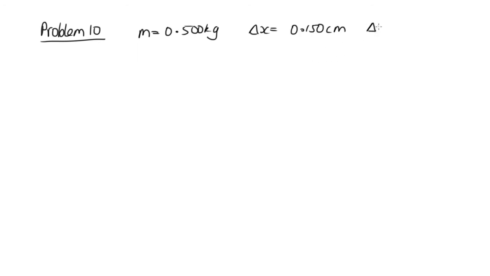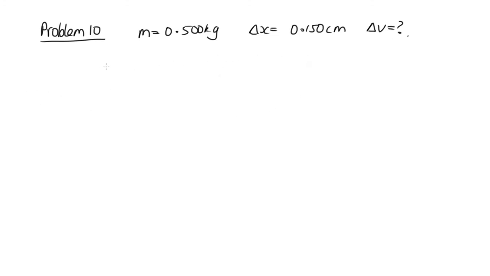This is problem 10. So in this problem, we've got a block with a mass of 0.500 kilograms at rest on a pond. The location is known to a precision of 0.150 centimeters. So we know its location with an uncertainty of 0.150 centimeters. And we're asked what's the minimum uncertainty in the box speed. So we need to find this.